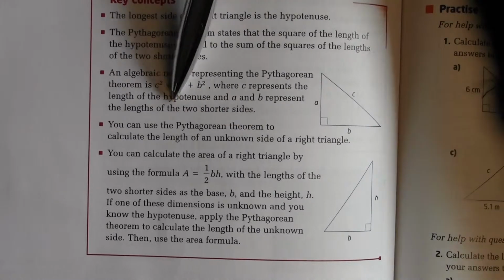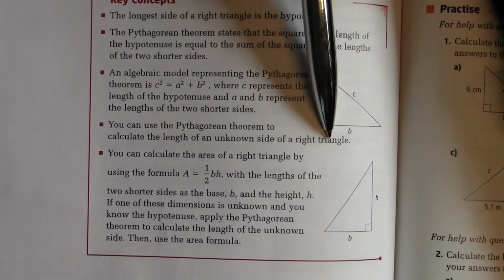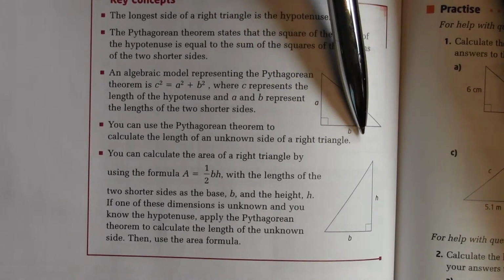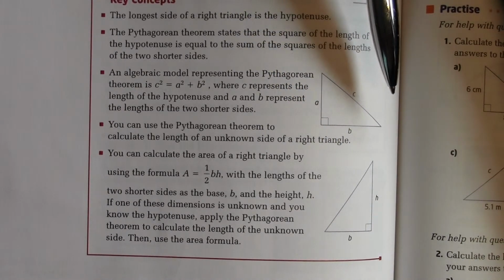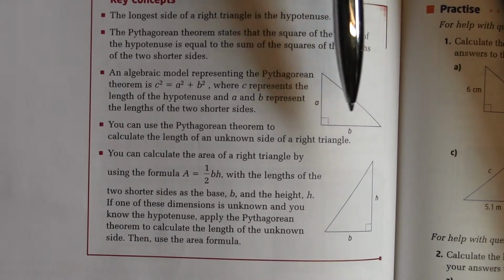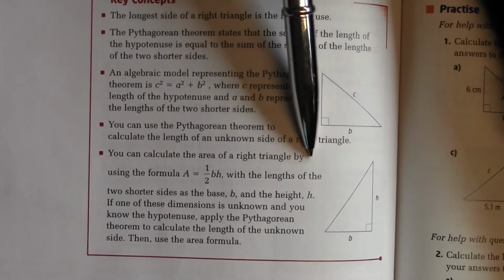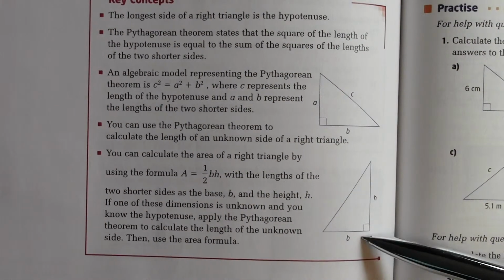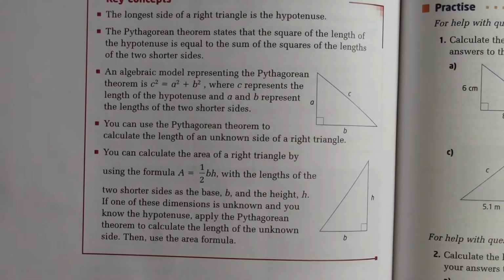You can use Pythagorean theorem to calculate the length of an unknown side of a triangle. So if we have two sides of any right angle triangle, we can find the third side using the Pythagorean theorem. Finally, you can calculate the area of the right triangle using the formula area is equal to 1/2 base times height in this orientation, right? If one of these dimensions is unknown, you use the hypotenuse, apply Pythagorean theorem, find the side, then use the area formula. Any questions?